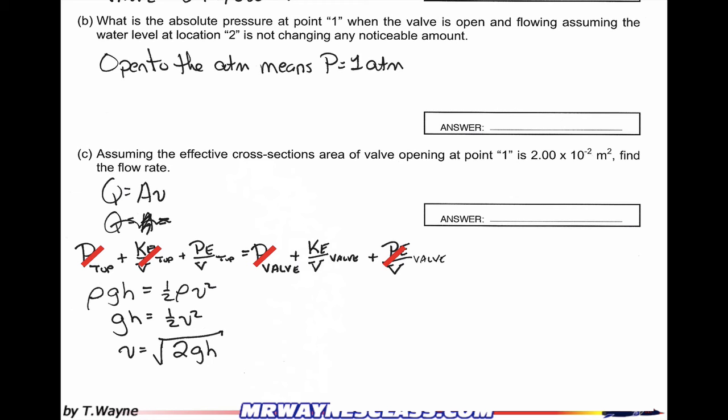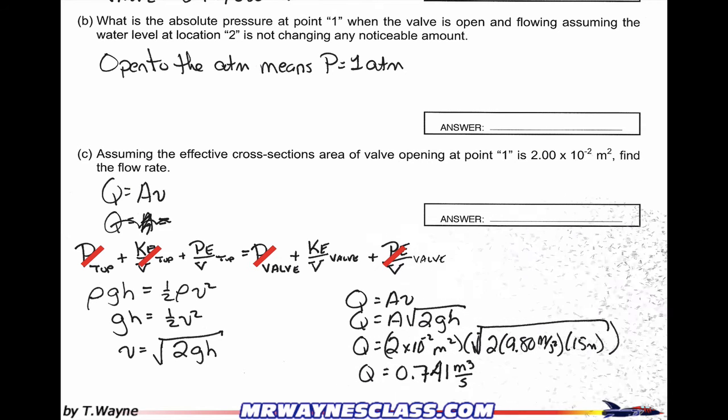But I'm not done. The question is to find the flow rate. So now I'm looking at the flow rate, which is defined as area times velocity. So I'll take A times v. My formula now for the flow rate is A times the square root of 2gh. Putting in my numbers, I get a final answer of 0.741 meters cubed per second.